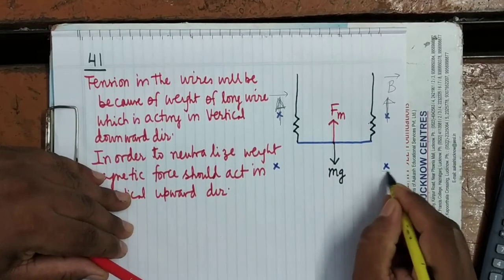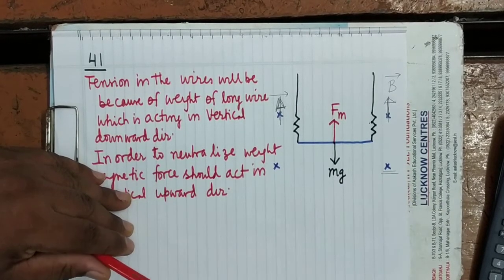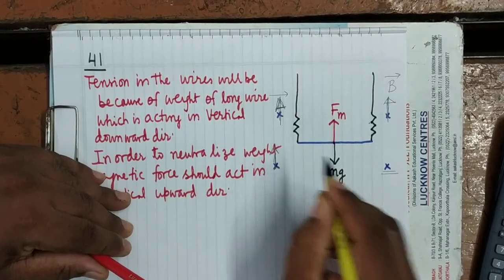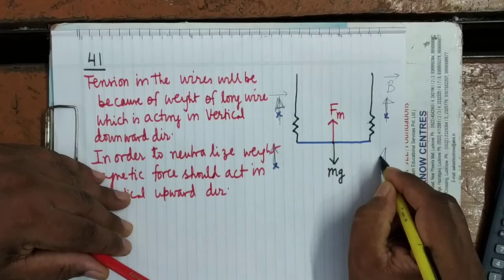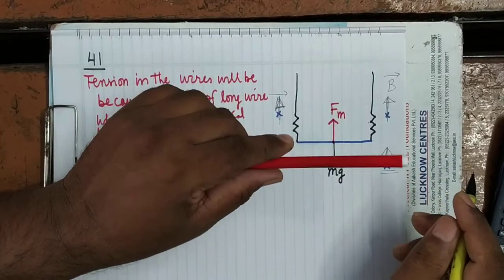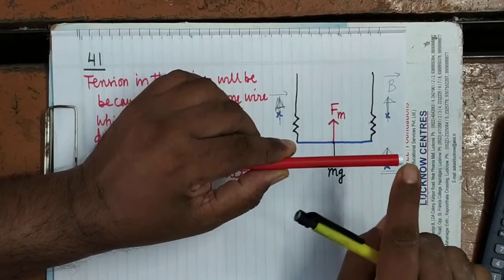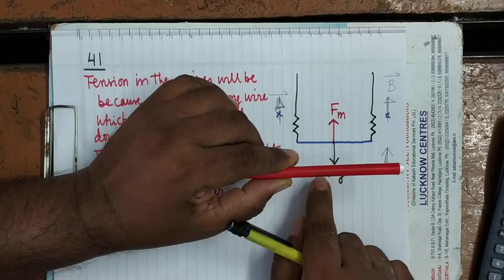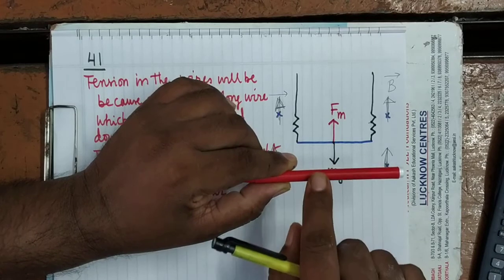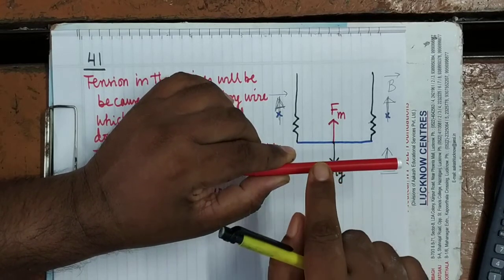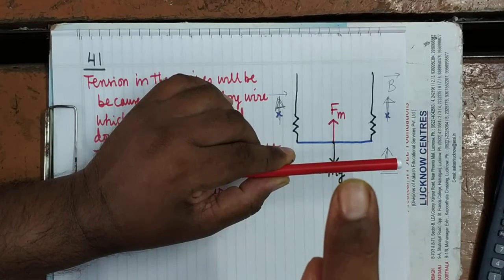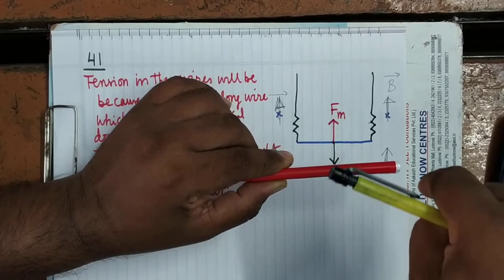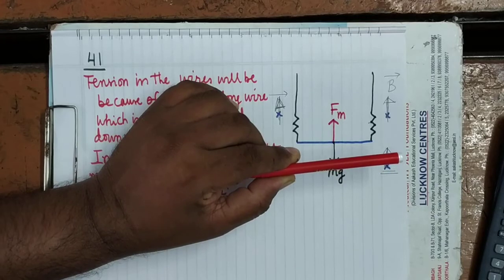It is not in vertical downward direction. It cannot be in vertical downward direction. This you can understand from here. This is the wire. Tension in these parts will be zero only when its weight, which is acting vertically downward, is balanced by the magnetic force. Magnetic force should act in upward direction. So if magnetic force is acting in upward direction, then magnetic field cannot be vertically downward.